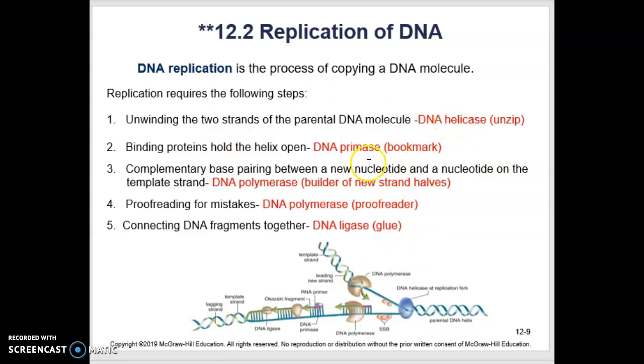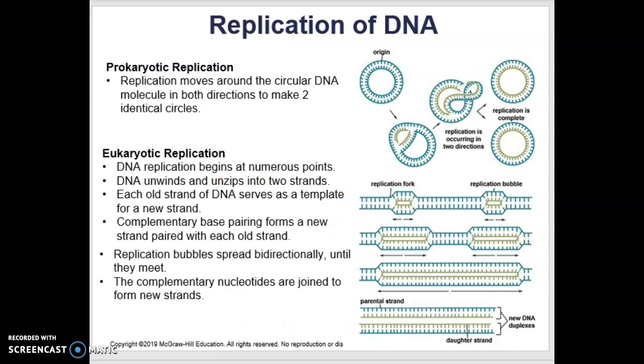They're very, very important. So DNA helicase is going to be the one that unzips. DNA primase is that bookmark that's going to hold it open. Make sure you put DNA in front of it too, because there's also RNA we're going to talk about later. Okay, DNA polymerase is going to be the builder of new strand halves, and I'll explain that in a minute. And then DNA polymerase also proofreads for mistakes, so it builds it and proofreads. And then DNA ligase is going to glue pieces together. The reason we need DNA ligase to glue new pieces together is because, well, let me show you on this next strand here. Here we go.